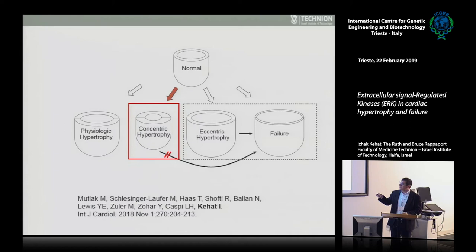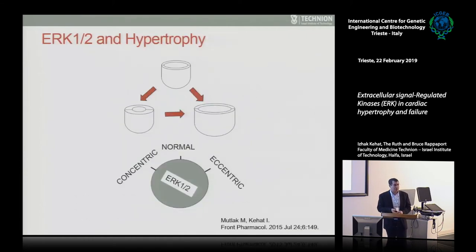So this study showed us that in contrast with the loss of function of ERK, which leads to eccentric hypertrophy and eventually to failure, gain of function leads to concentric hypertrophy and actually prevents the deterioration to failure. So ERK in our minds acts as a sort of switch in the cell. When you activate it, you get more concentric hypertrophy, and when you inhibit it, you get more eccentric hypertrophy.